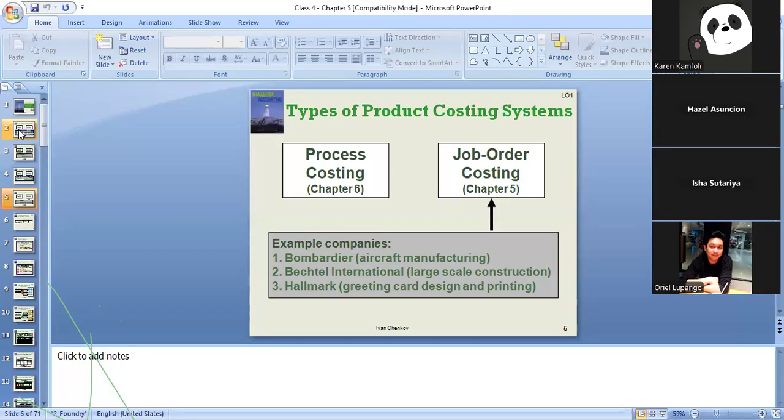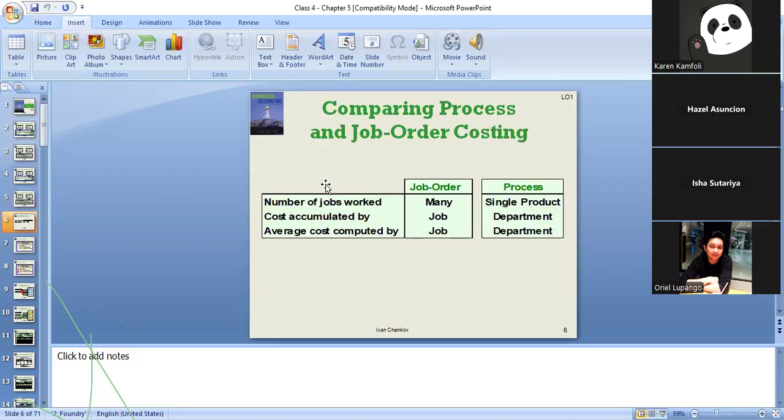The next one is Bechtel International, a large construction company, which again does projects only when the customer wants it. So every project is different. And the last thing that we can say is Hallmark. Why is that different? Because every single card in Hallmark is different. So once we know those things, let's see what's next for us.